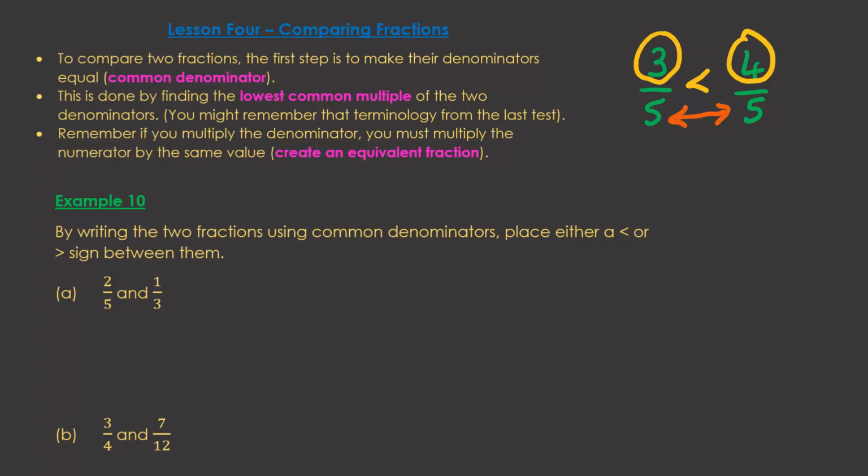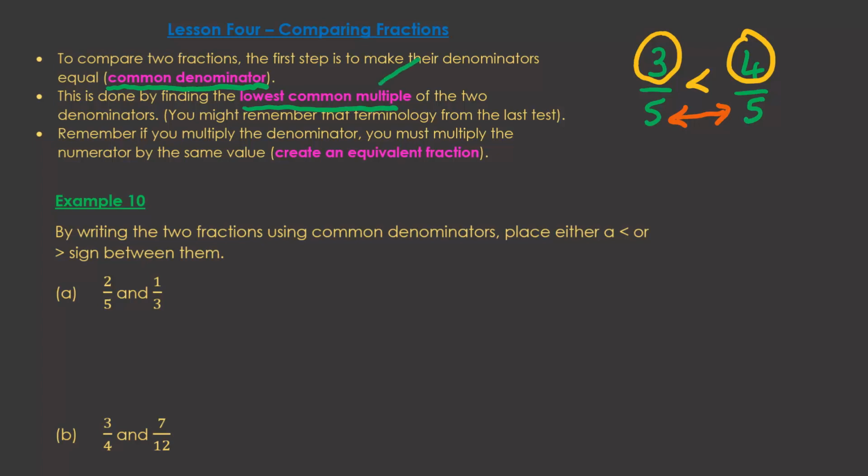So to compare two fractions, the first step is to make the denominators equal. This is something known as a common denominator. This is done by finding the lowest common multiple of the two denominators. You might remember that terminology from the last test, or the section on whole numbers.